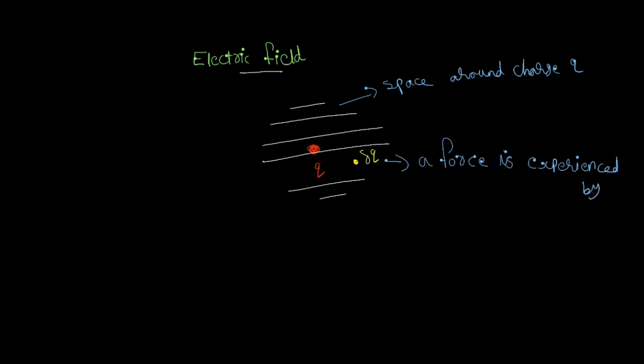Why is a force experienced by this charge delta Q? Because this charge is placed in the electric field of Q, in the space around this charge Q. That space is called electric field. That's the definition of electric field: electric field is the space around charge Q where a force is experienced by another charge delta Q.